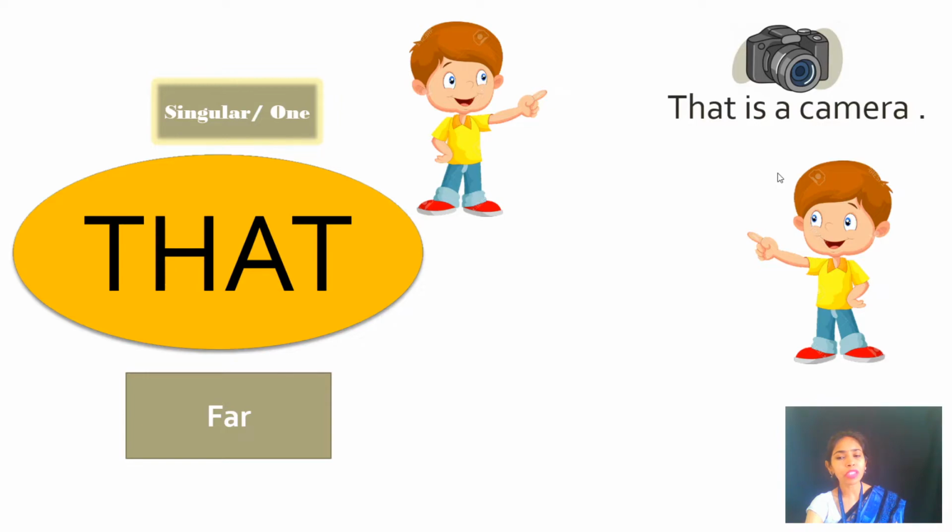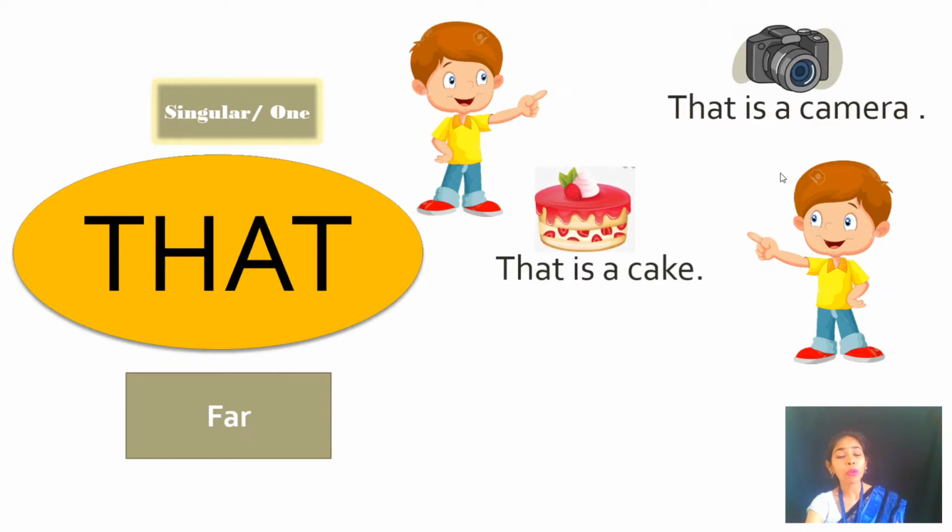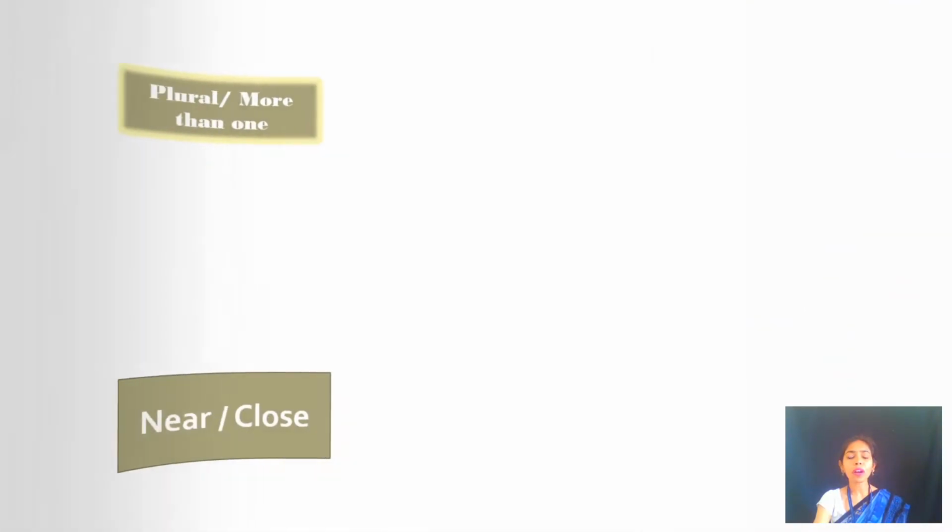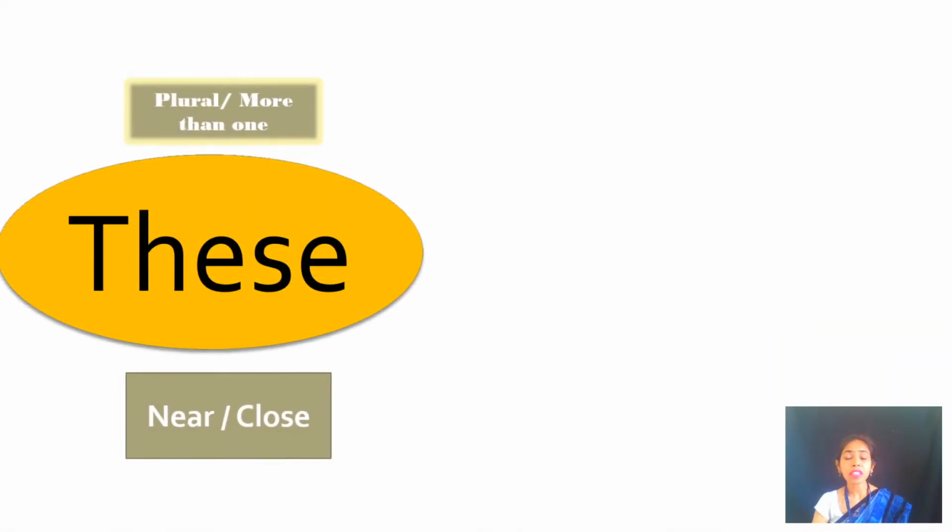See, while the boy is pointing out something else. Okay, a cake. Now can you see the cake in the previous picture? It was so close to the boy, but now the cake is far from the boy. So that's why the boy pointing out at the cake is saying that is a cake. वो है cake, right? Now let's know about the use of these.